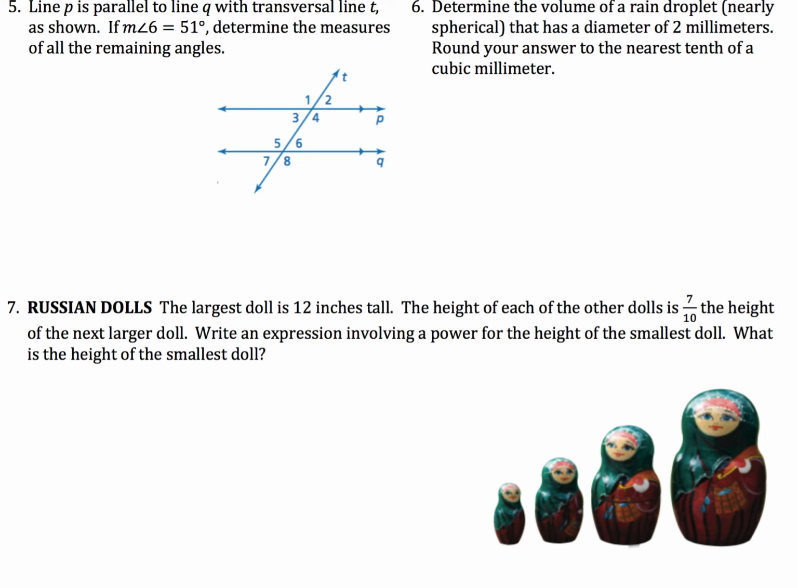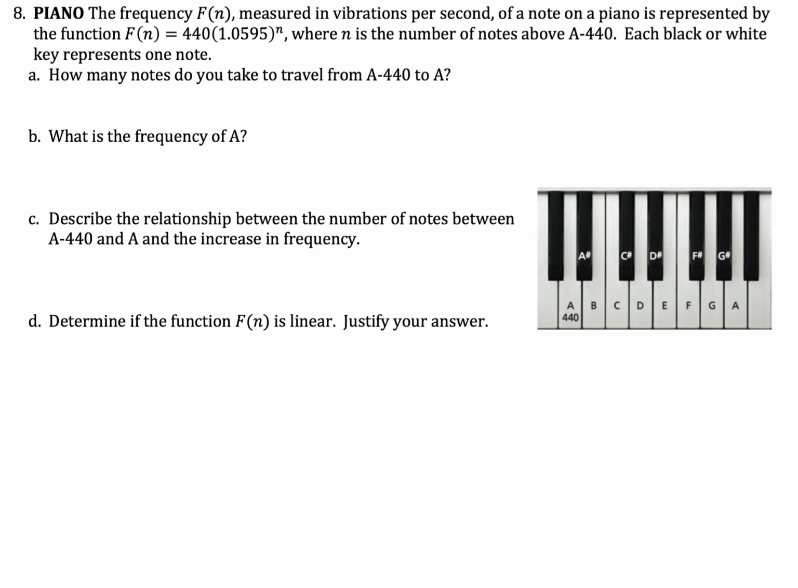This is just, it's spherical, so you'll just use the spherical volume formula. Number 7 is a situation problem where you get to use exponents as a factor several times. Number 8 is actual. This is from music theory. They tune pianos and stuff. And there's a few things to do, especially with this function, which is actually called an exponential function, which you will study in 9th grade.